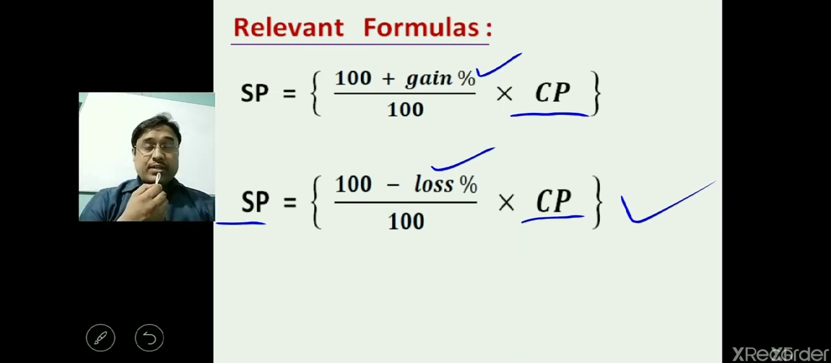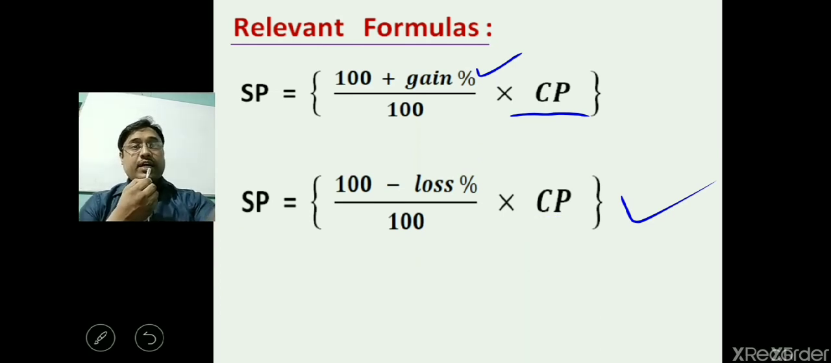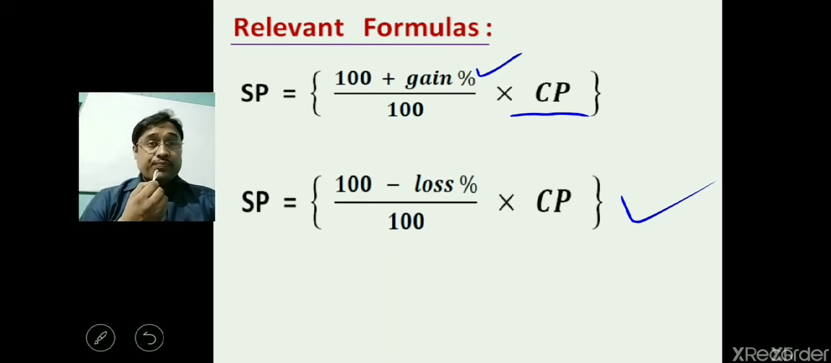In these two formulas it is given 100 minus loss percent, the value of loss percent. You will not use the percent symbol there. Suppose 10% is the loss, you will only write 10, 100 minus 10. That's why I have given some questions also, to see how these formulas work in the questions.